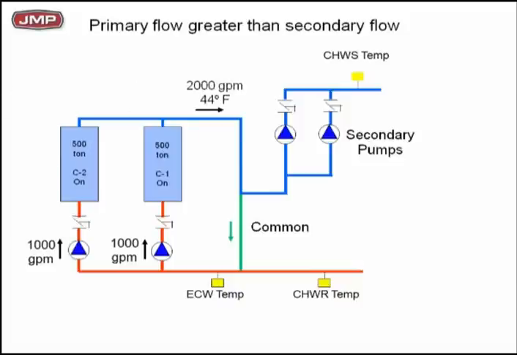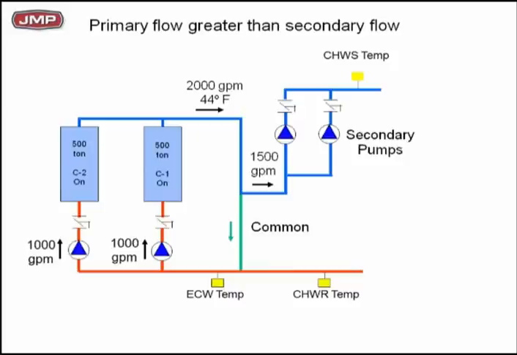So I'm producing 2,000 GPM of 44 degree water. Both chillers running, 2 GPM per ton, 1,000 tons there. I can produce, and I am producing, 2,000 GPM of 44 degree water. Now, how much water are we going to take out in the secondary loop? Well, let's take out 1,500 GPM.